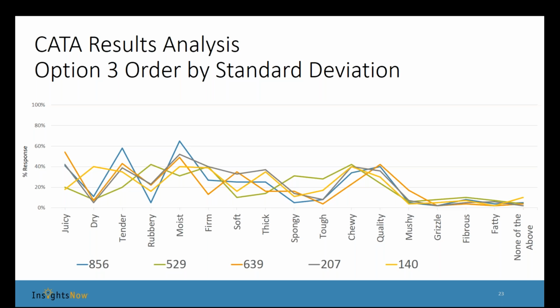So now I have a rank order of attributes from the vantage point of what helps me differentiate the 5 products in this particular study. So I know that juicy is the biggest differentiator of the products. Dry, which is the opposite there, is the second biggest differentiator.